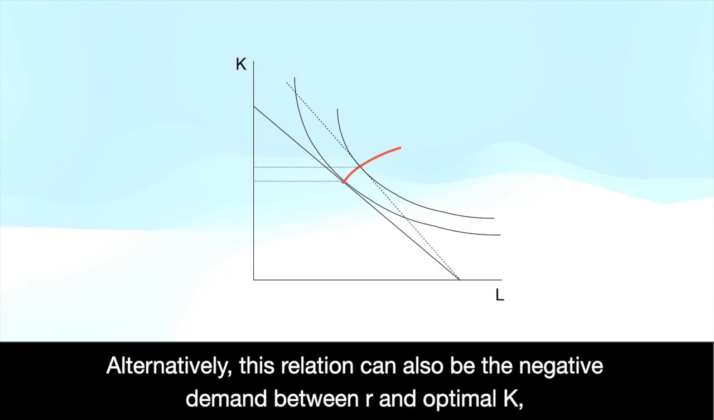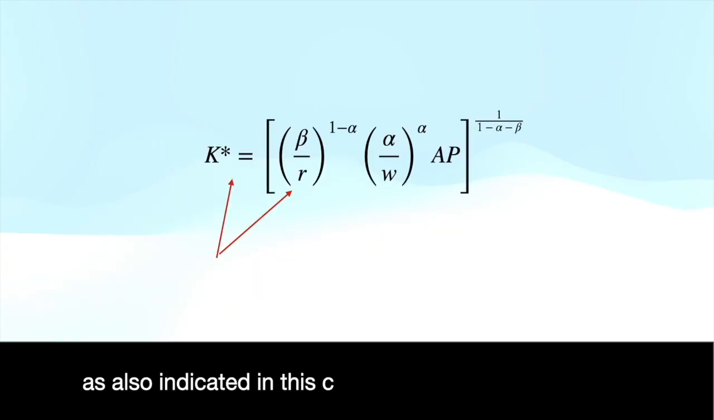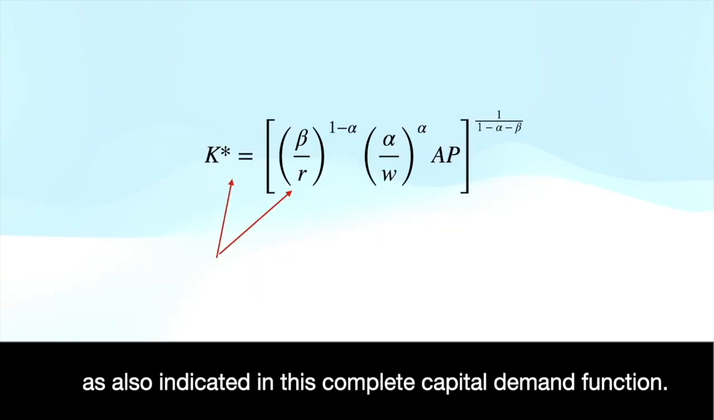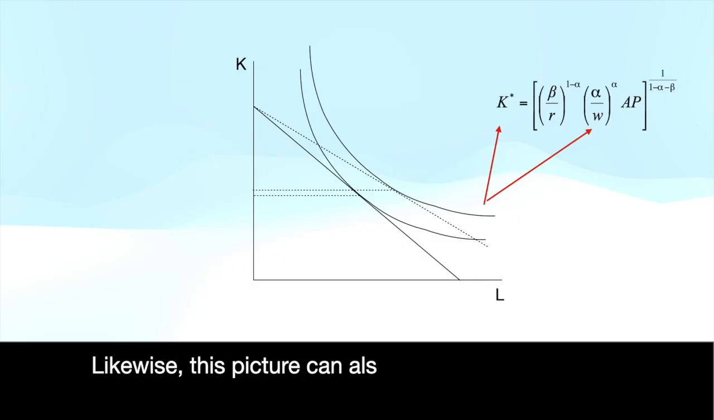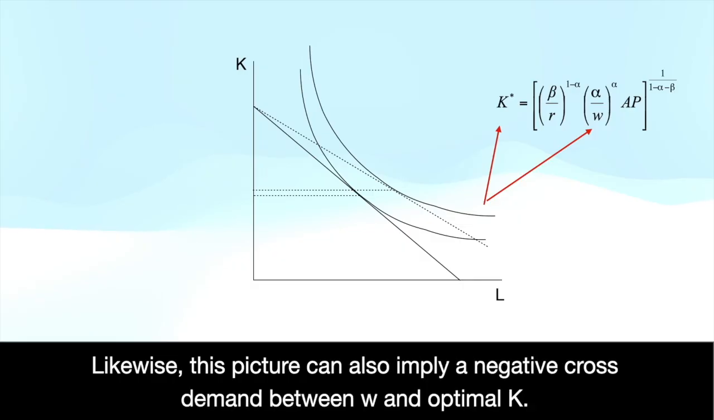Capital demand. Alternatively, this relation can also be the negative demand between R and optimal K, as also indicated in this complete capital demand function. Cross demand for capital. Likewise, this picture can also imply a negative cross demand between W and optimal K.